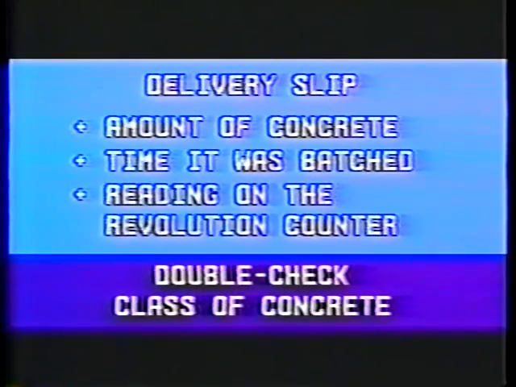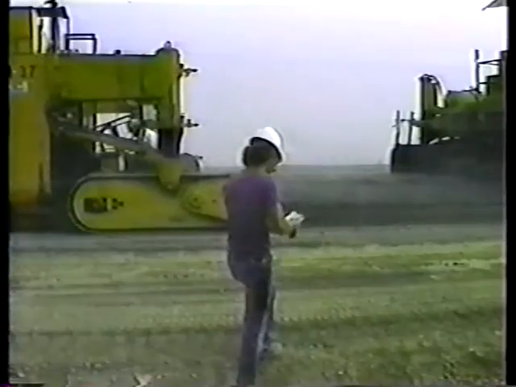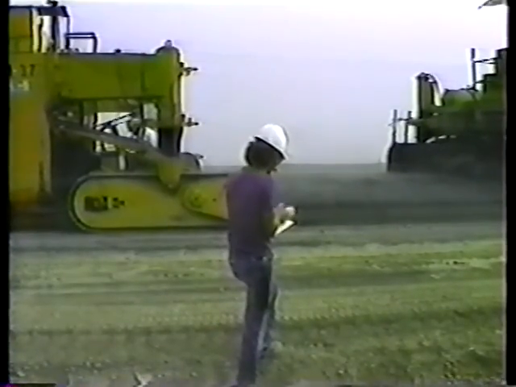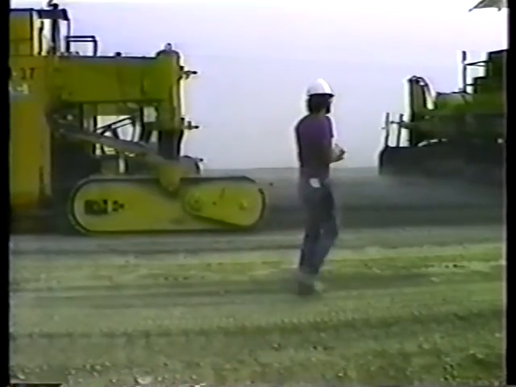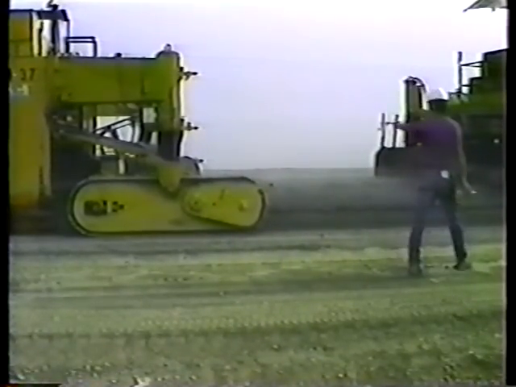Double-check the class of concrete. Save the delivery slip. That's part of the project documentation. You get one for each load. The time is critical. Concrete must be placed within 90 minutes after mixing. So if the concrete was batched at 2 o'clock, it must be placed by 3:30.